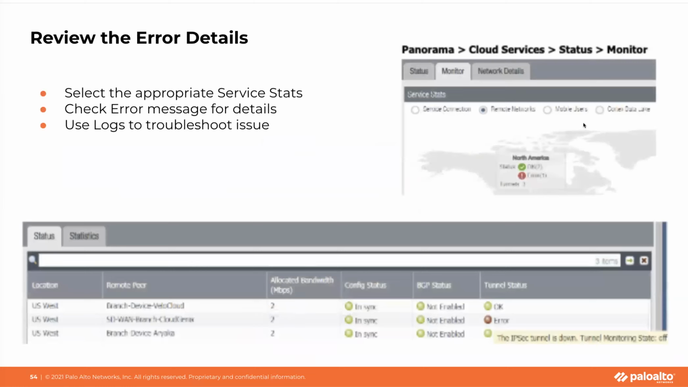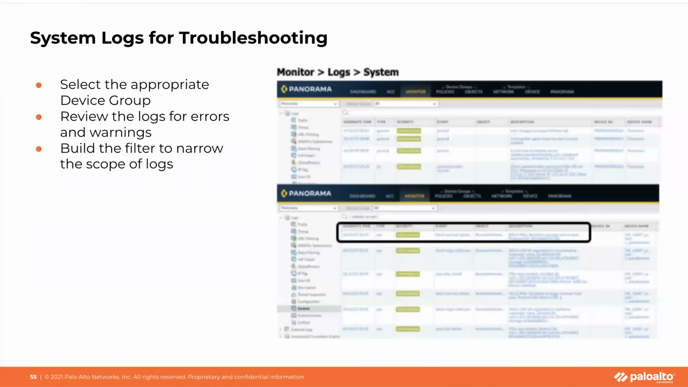So I can select the appropriate status from the monitor, Panorama Cloud Service Status Monitor. And then you can see and determine the underlying issue for the reported errors. As shown here, one error is under the remote networks. You can click on the error, which will display some additional details. For example, this IPsec tunnel is down, tunnel monitoring status off. And you can get all these details here.